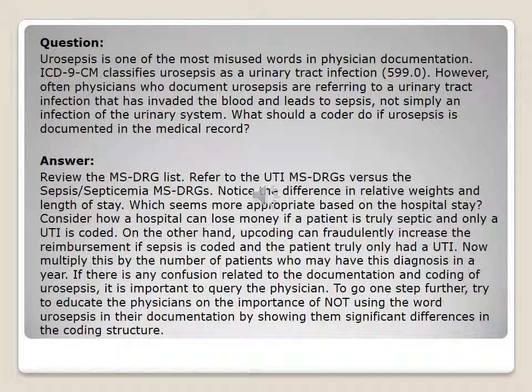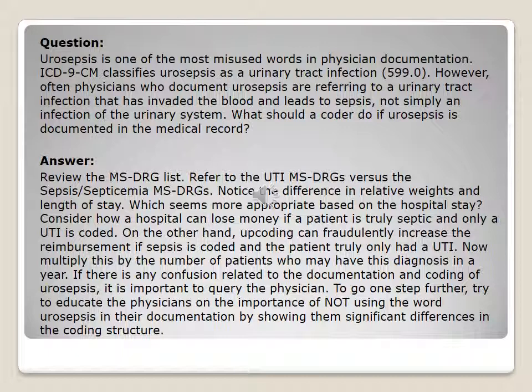And our final question. Urosepsis is one of the most misused words in physician documentation. ICD-9-CM classifies urosepsis as a urinary tract infection, 599.0. However, often physicians who document urosepsis are referring to a urinary tract infection that has invaded the blood and leads to sepsis, not simply an infection of the urinary system. What should a coder do if urosepsis is documented in the medical record? And our answer is, review the MS-DRG list.